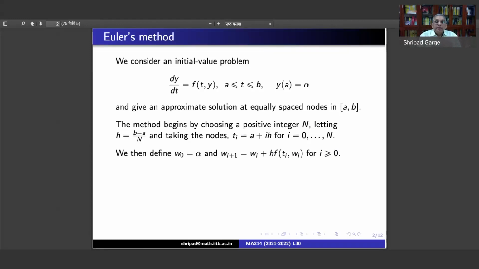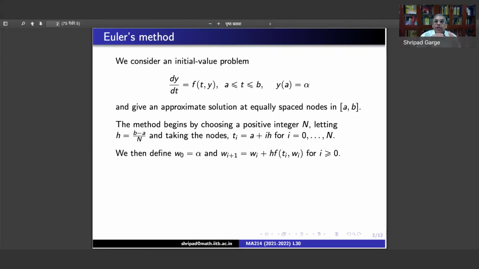Then we start with w naught, which is the approximate value at t naught, and t naught is a. The function is supposed to take the value alpha, so we take the value of w naught also as alpha, and then we use Taylor's theorem. Taylor's theorem would say that the value at t1 is approximated by the value at t naught plus h times the derivative value at t naught. So that's what we are going to do.